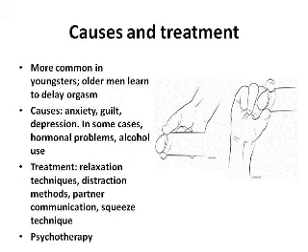So some of the causes of premature ejaculation, well, there may be anxiety, guilt, and depression. In some cases, hormonal problems, and here we come again with alcohol use. There are some treatments for this. First of all, relaxation techniques, especially if you think that the cause may be psychogenic, related to anxiety. And it's usually related to anxiety. I mean, especially anxiety about performance.